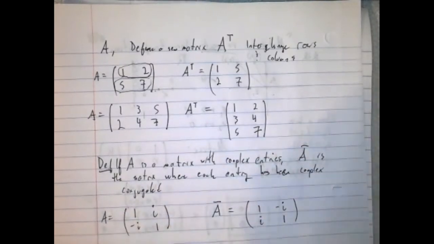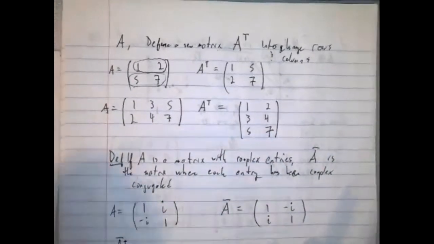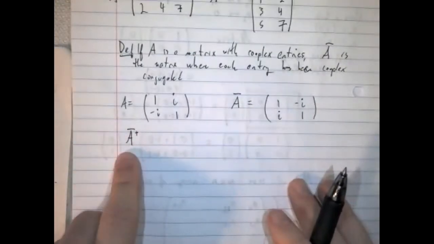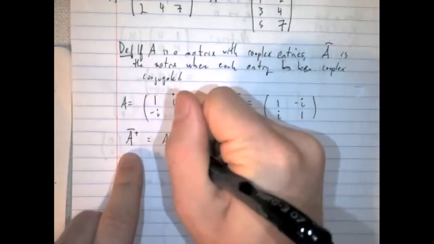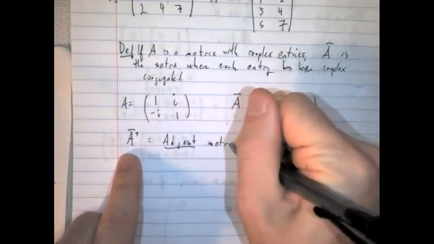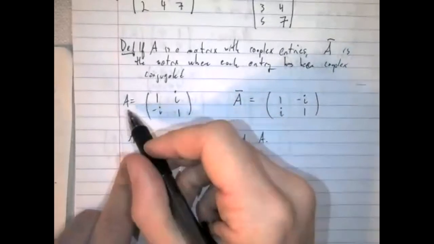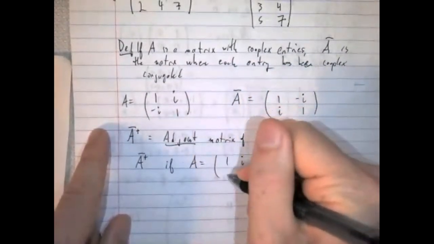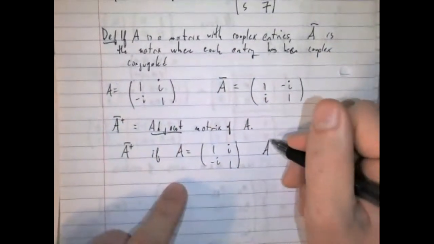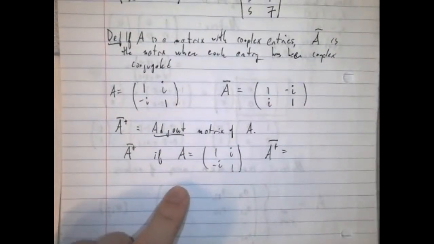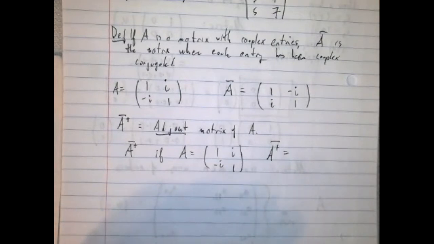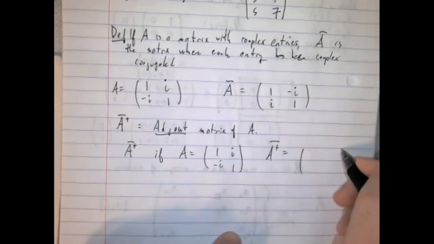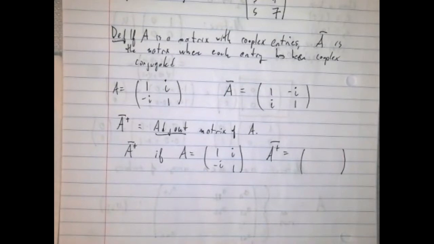And then we'll make this definition, and it'll be a little useful. Combining both of these operations, so taking the transpose and then taking the conjugate, is equal to the adjoint of A, the adjoint matrix of A. So in particular, what's the adjoint of A? What is A bar transpose if A is equal to 1, i, negative i, 1? Is it just the same thing? Yeah, it's just itself.